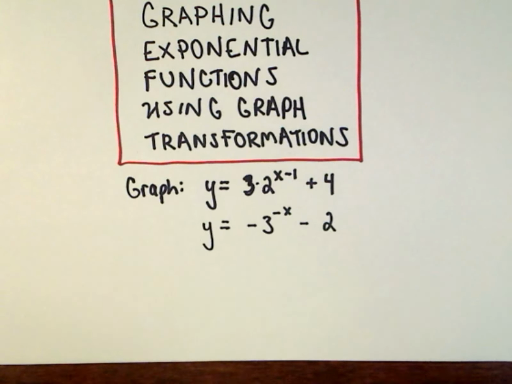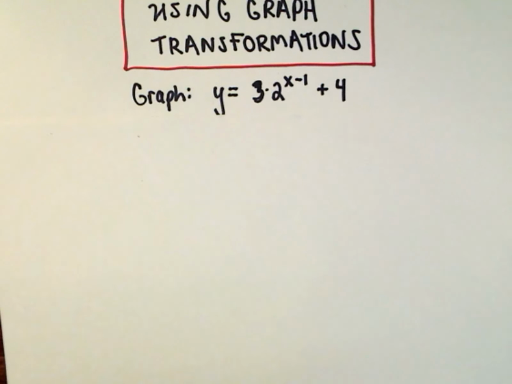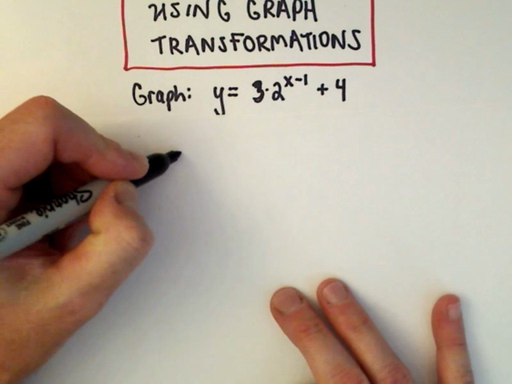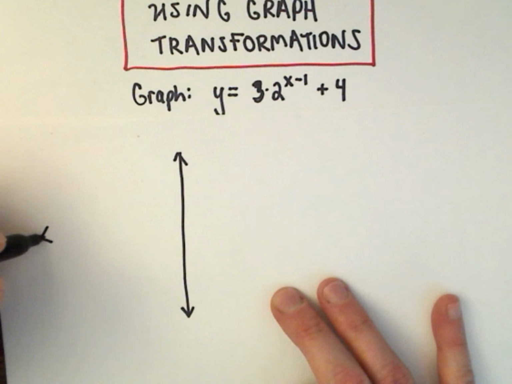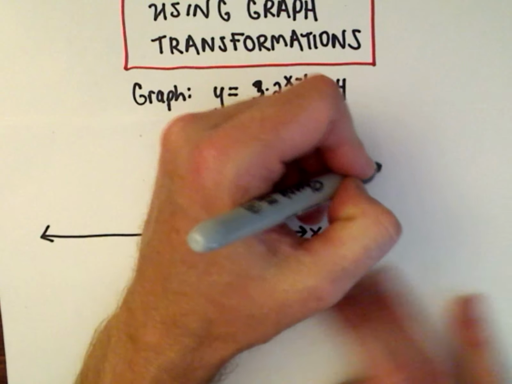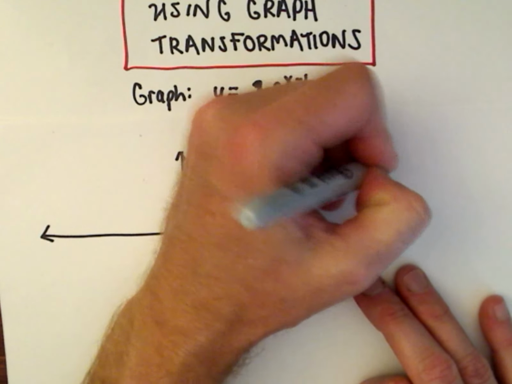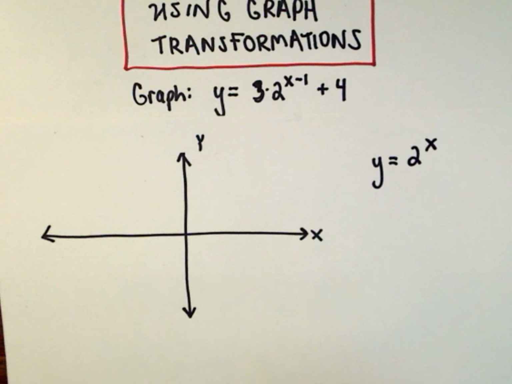So let's start off with the first one first. We'll start off talking about y equals 3 multiplied by 2 to the x minus 1 power plus 4. Let's again just remind ourselves what a basic exponential function looks like. So here's my x-axis and my y-axis. Let's even just graph y equals 2 raised to the power of x. Let's just graph that one first.